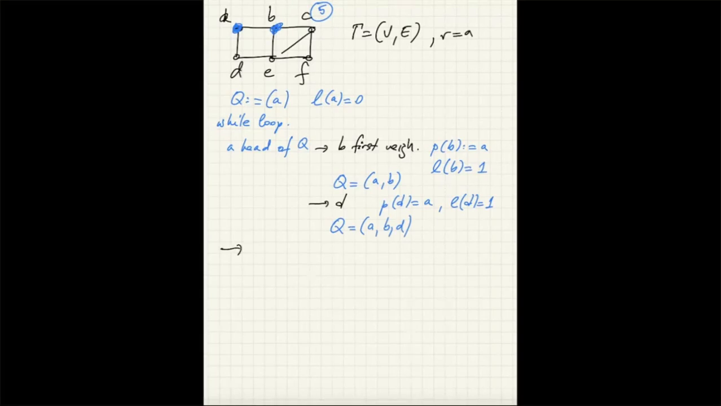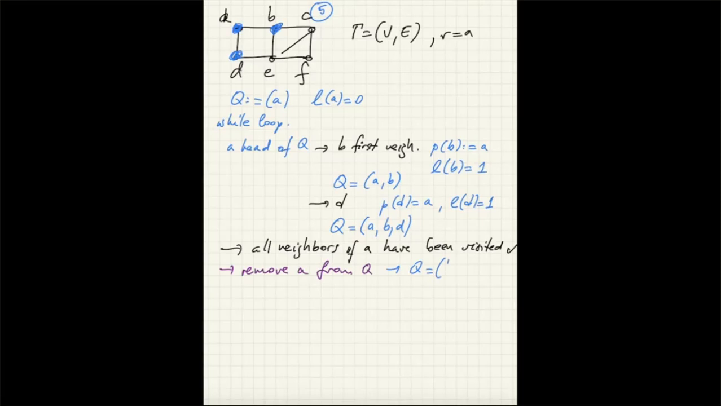Okay. And then when you try to run it one more time, all the neighbors of A have been visited. So we're done. And what that means is that we remove A from Q. So now Q becomes B and D. And we go back in the while loop.